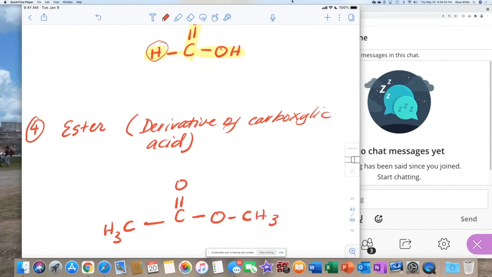Okay, so how do you identify the carboxylic acid derivative, the ester? You're looking at something that looks like a carboxylic acid, right? It has the carbonyl in the middle there. On one side, it has a carbon or hydrogen. On the other side, instead of having a hydroxide, it has an oxygen. In the place of hydrogen, it has a carbon. Okay, so you're looking for this combination.